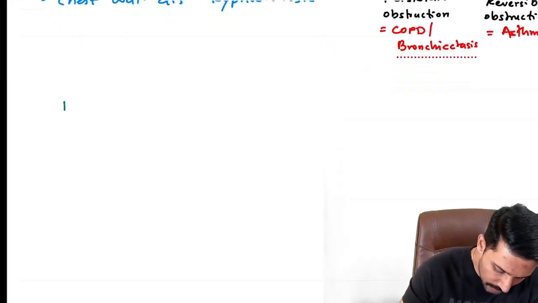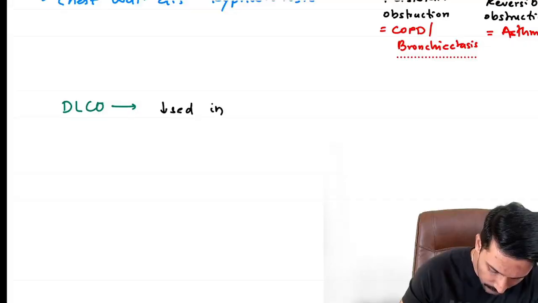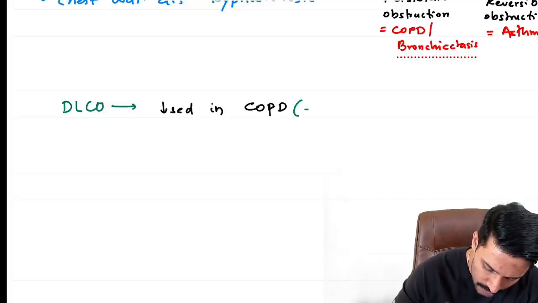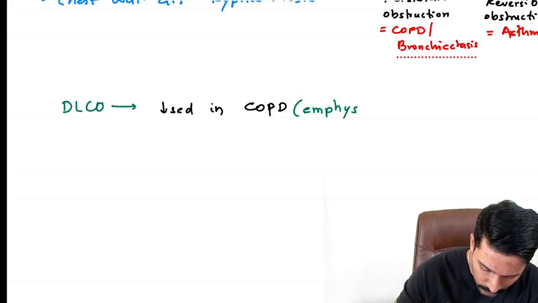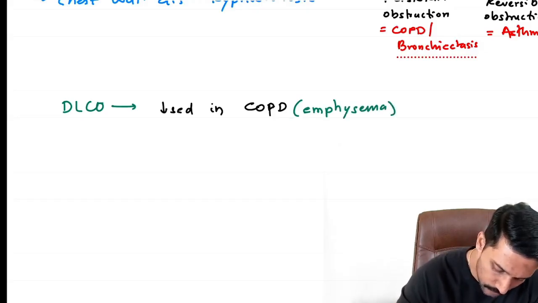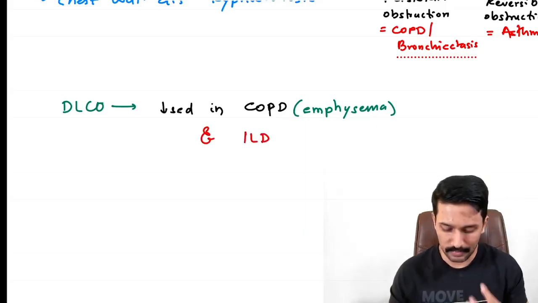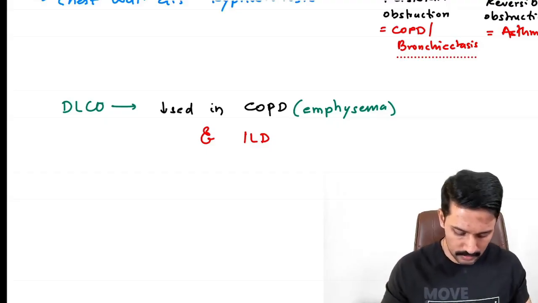There is an entity called DLCO. DLCO is decreased in COPD, particularly which type of COPD? It is the emphysema type of COPD, and interstitial lung diseases, right? I'm giving you an extra MCQ point which I have not discussed in the offline classes.